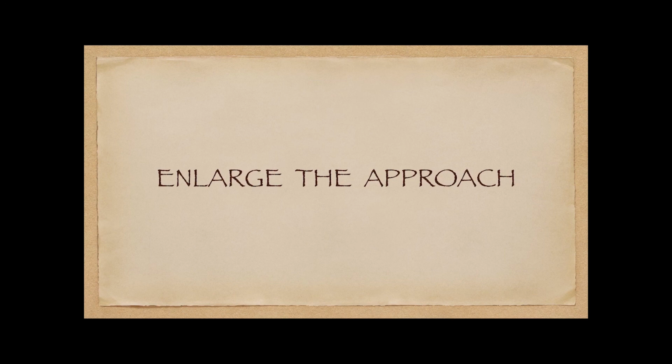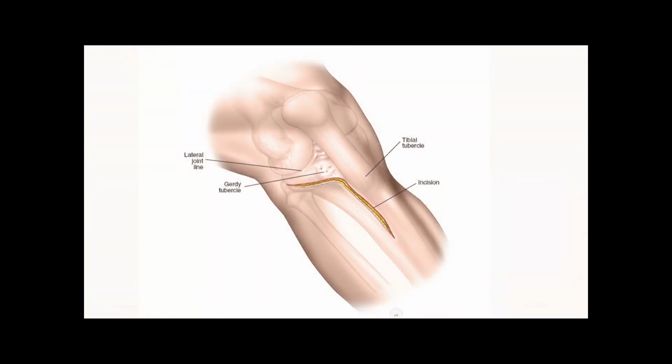How will we enlarge the approach? So we will see the proximal enlargement and the distal enlargement. Proximally, we continue the same incision proximally over the lateral aspect of the joint line and curve the incision posteriorly over the lateral condyle of the femur. Then cut the subcutaneous tissue and capsule and approach the knee joint and the distal aspect of the lateral condyle of the femur.